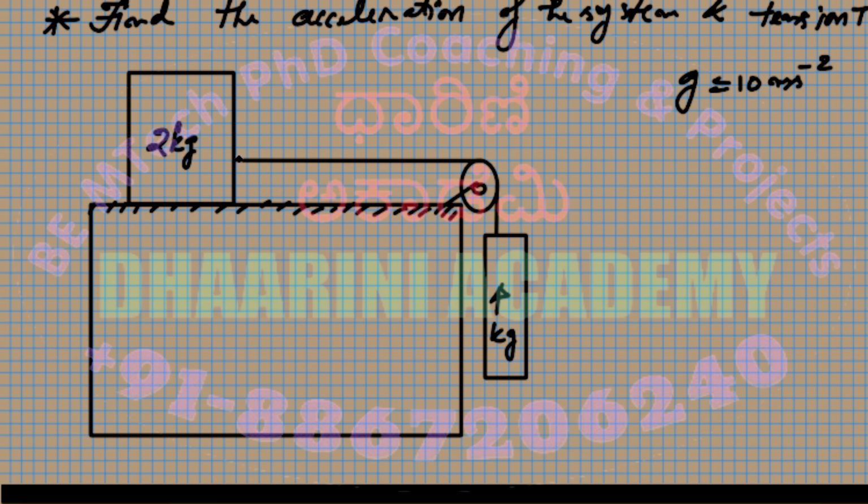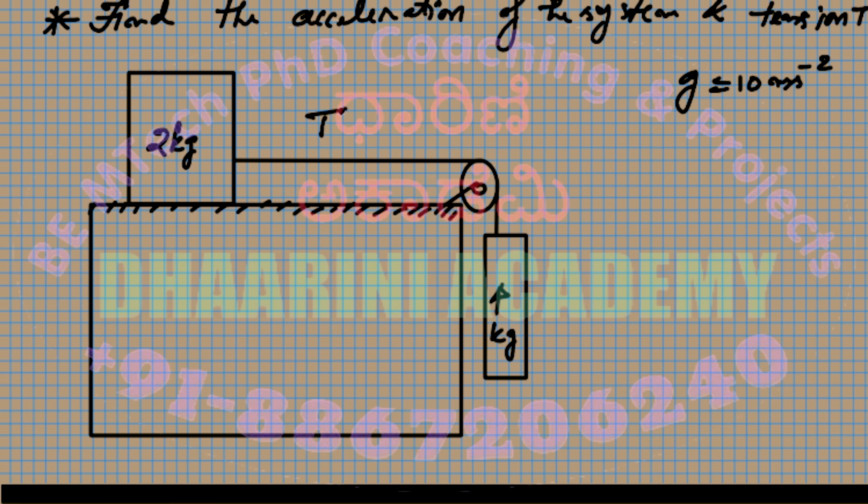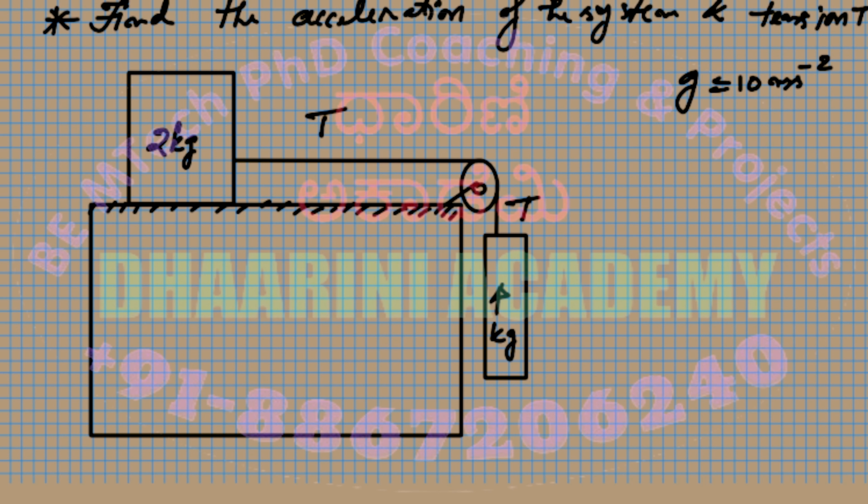So this is going to feel a force in this way, that's the tension. This is going to feel the same force upwards, so that's the T. Anywhere you can mark T, even like this and this, it doesn't matter. Now let us assume these are the tensions. The question is to find the tension T and the acceleration of the system.